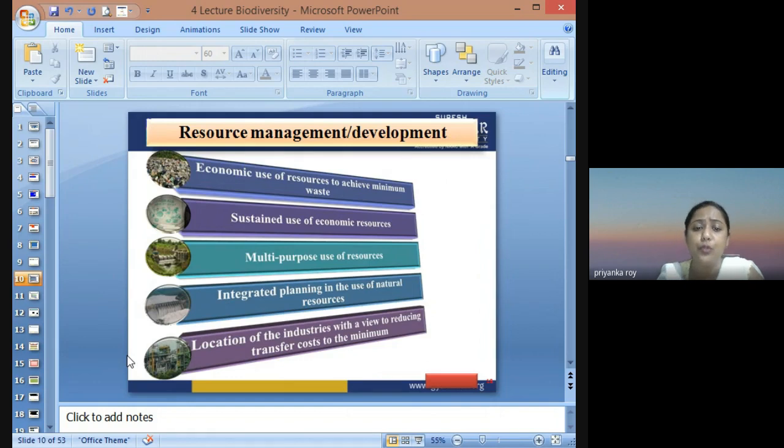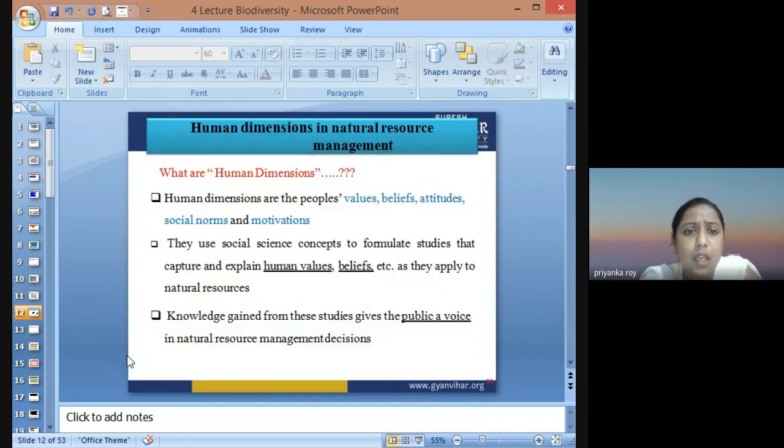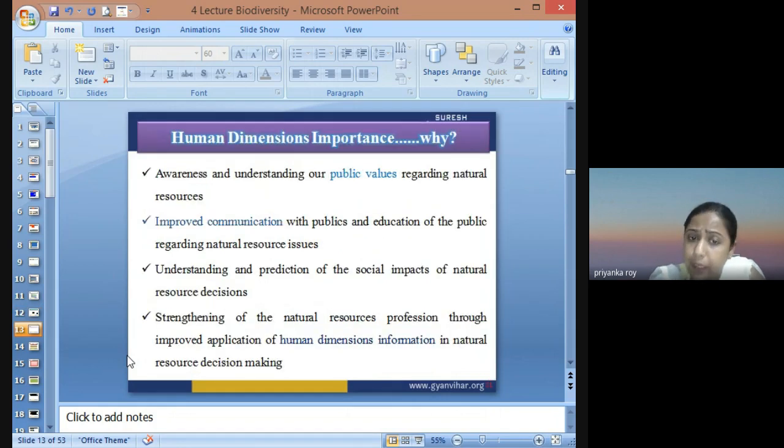view of reducing transfer cost to the minimum value. So the planning of the resources, like uses in agriculture and horticulture, forestry, and animal husbandry, are all part of it. Human dimensions in natural resources are that humans are part of nature and are dependent on the natural resources.